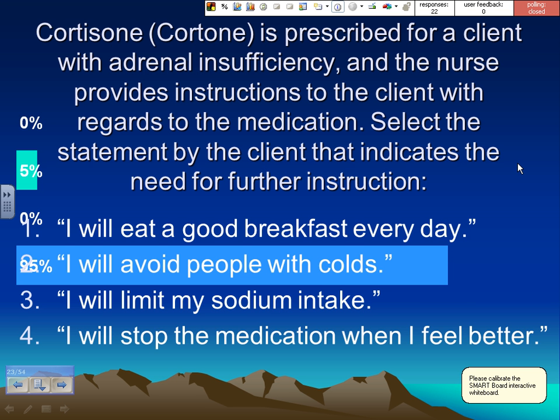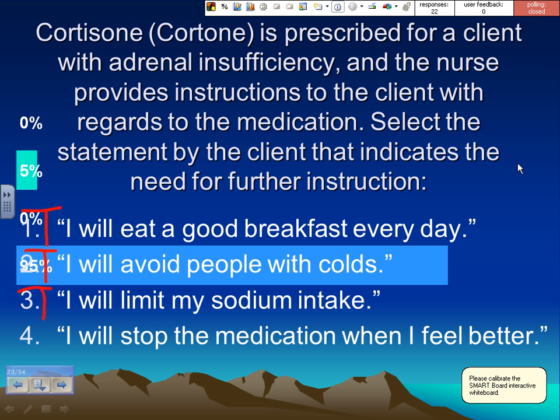So is it true that they should eat a good breakfast every day? Yeah, that's always true anyway. Is it true that they should avoid people with colds? Why? Because cortisone is going to lower their immune response. So they should be avoiding people with colds. How about limiting the sodium intake? Why? Well, it's good for you, but how does that relate to steroids? What do steroids tend to make you do? Retain fluid. And what does sodium tend to make you do? Retain fluid. So to add sodium onto steroid therapy is going to make that patient really balloon.